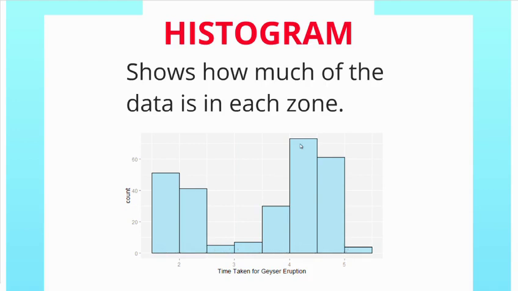That's what a histogram is. It counts how much data is in each zone. And so instead of jittering it and having a look at how closely clustered the dots are, I can just look at how high the bars are to see how likely it is to be in any particular zone. And it's most likely to be here between 4 and 4.5 seconds.